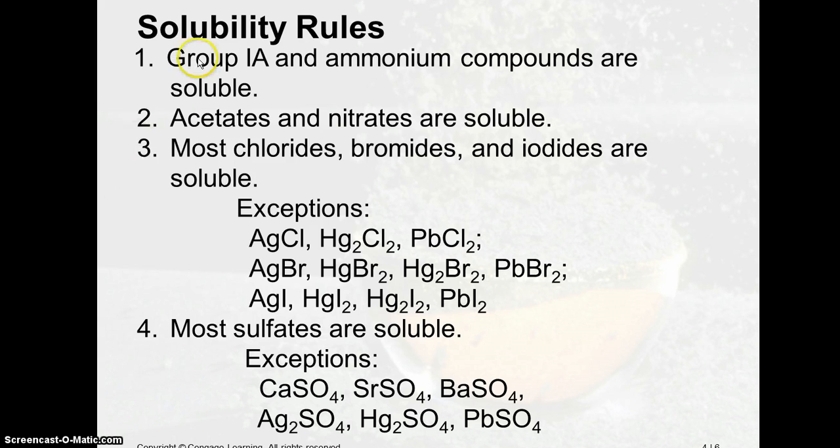For example, Group 1A, ammonium, acetate, and nitrate. If those are in any compound, that compound is soluble, and that eliminates a lot of the other rules. And then I would also know things like silver, mercury, and lead tend to make things insoluble. So look at these next two slides and make sure that you've sufficiently studied these rules, because they are on the second test in a pretty significant amount.